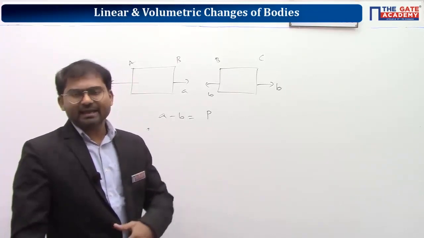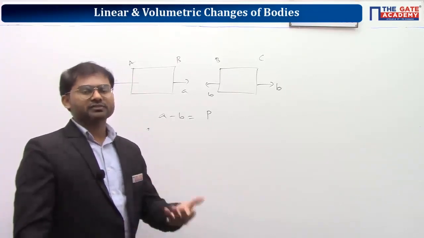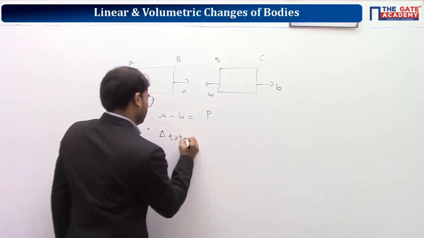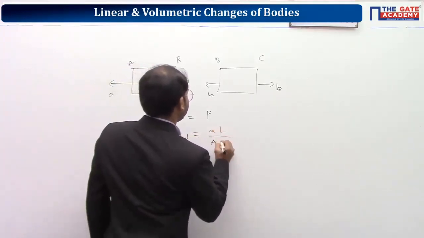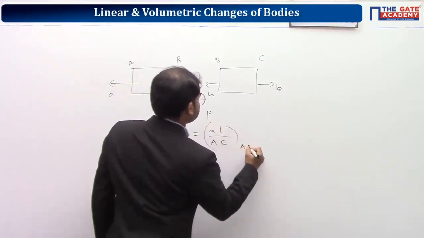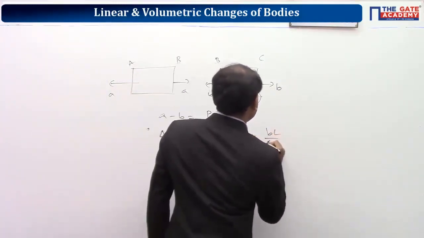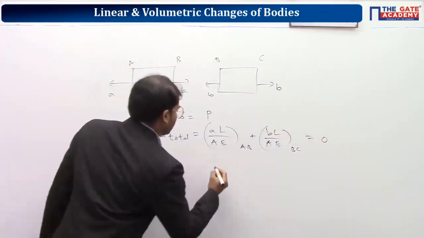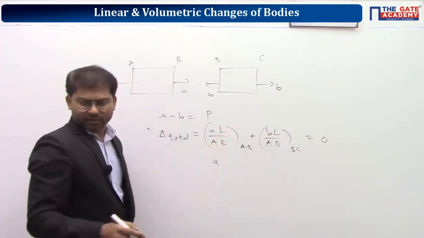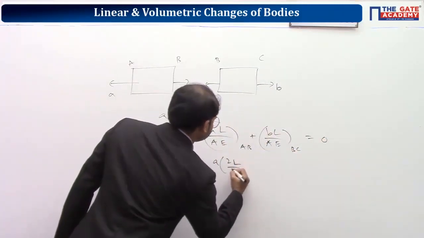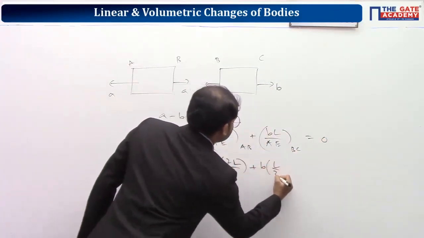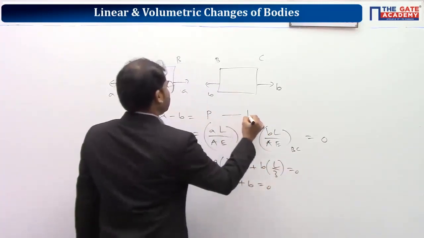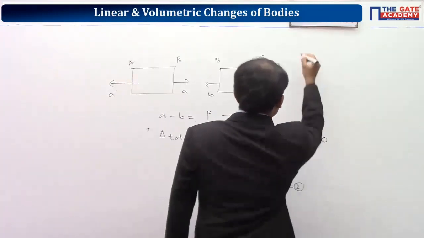But from the diagram we can say the total elongation of the bar is equal to 0. So you can write the formula for delta total, which is A into length by area into Young's modulus of the AB part, plus B into length by area into Young's modulus of the BC part, is equal to 0. Area and Young's modulus are the same. Length of the AB part is 2L by 3, plus B into L by 3 is equal to 0. This gives you 2A plus B is equal to 0. It is equation number 1 and this is equation number 2.